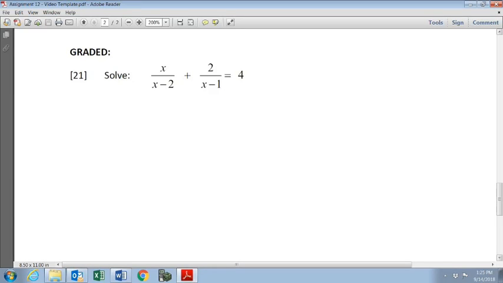Actually, I'm just going to get you started on this one because this is a graded one. Notice our LCD is going to include an x minus 2 and an x minus 1. And so notice x can't be 2 or 1. Oops, I said that wrong. That should be positive.